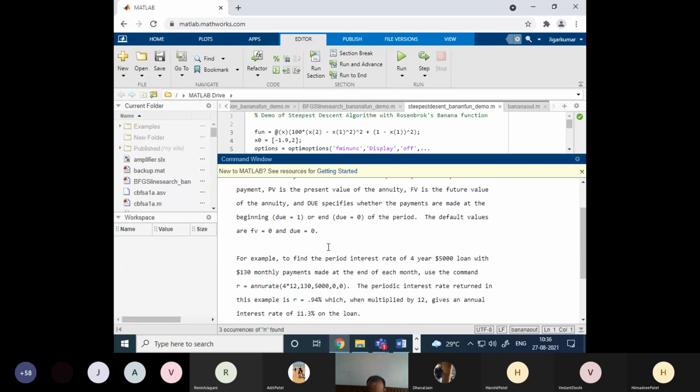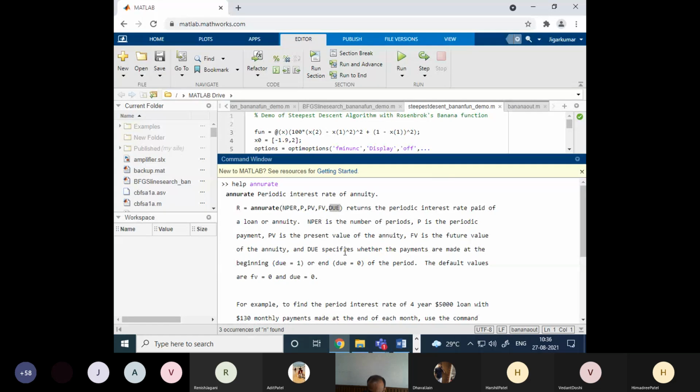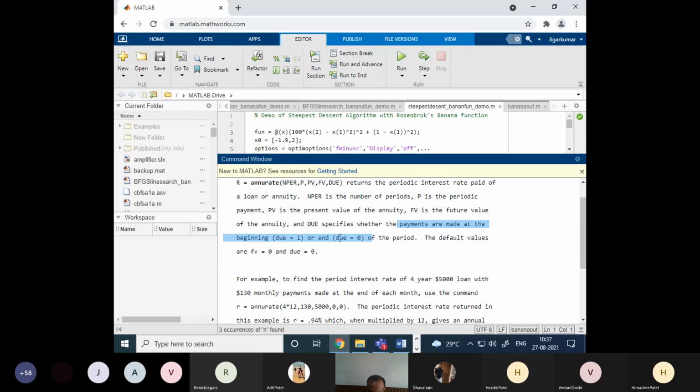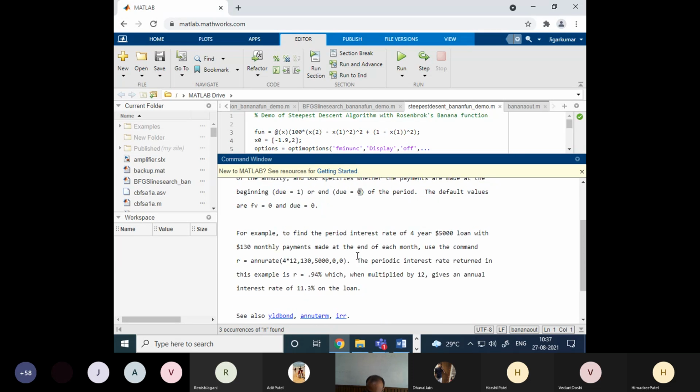And due is an option which can be only 1 or 0. What does that mean? Due specifies whether the payments are made at the beginning or end of the period. If I invest today, do I get the annuity starting from today or from the next month, from the end of the period? If I invest today and get paid by month end, it is the end of the period. Usually we get it at the end of the period, so by default the future value and due are 0. If we do not specify, it will be considered 0; otherwise, if we know, we have to specify it. But usually we get the annuity at the end of the period, so its value is 0.